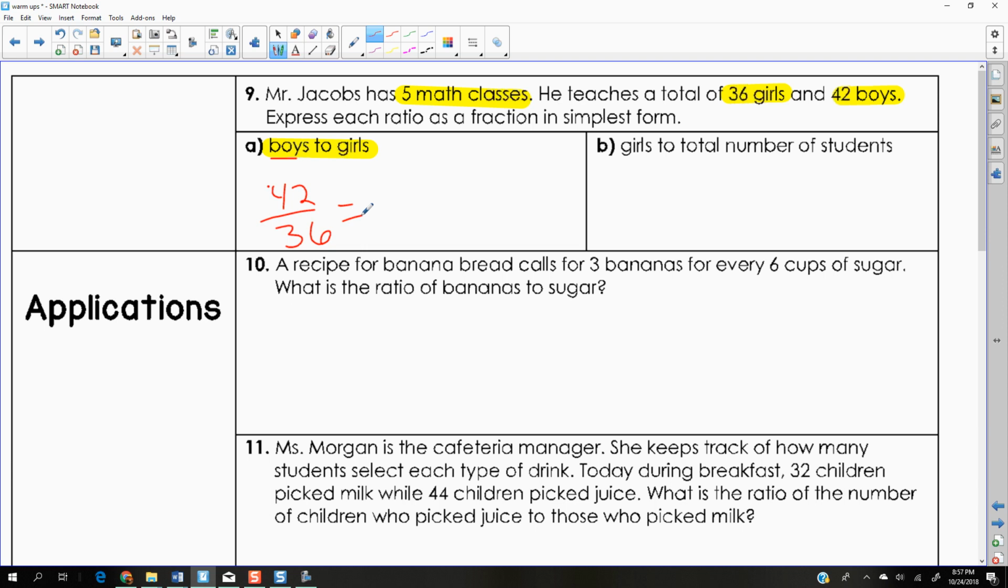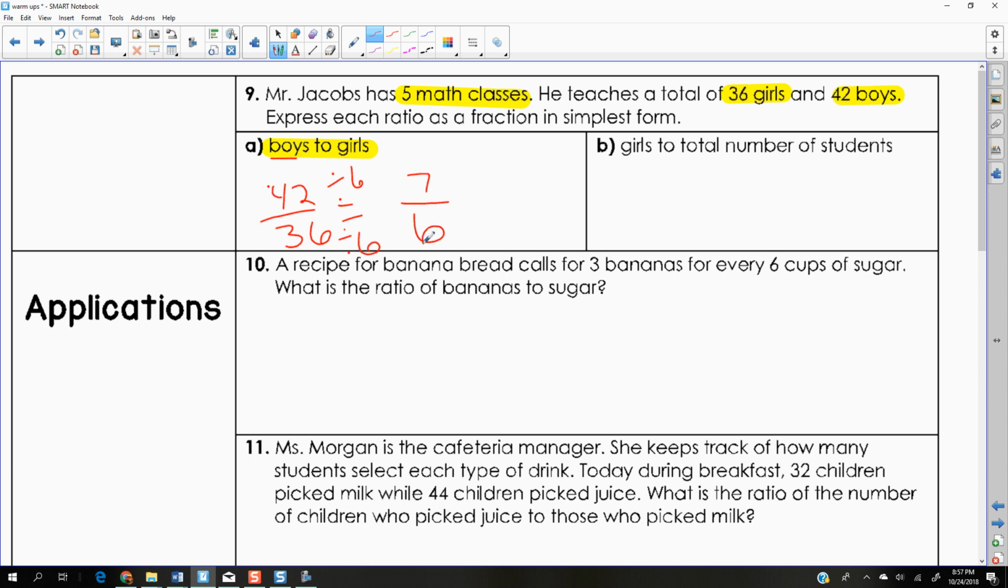So let's see, I look at the number 36 and I'm like, okay, 6. I know 6 will divide into 36 because I know 6 times 6 is 36. And I know that 6 will divide into 42 because I know that 6 times 7 is 42. So I'm going to divide both by 6. And 42 divided by 6 is 7. And 36 divided by 6 is 6.